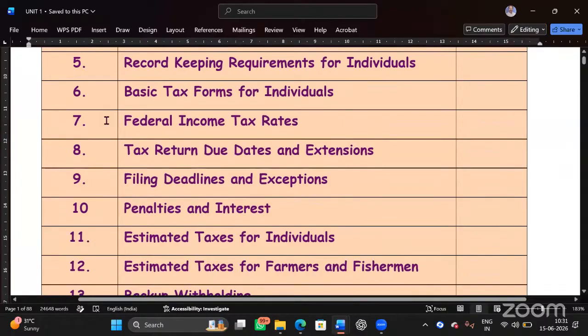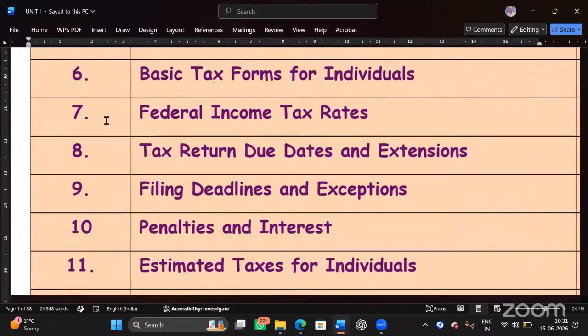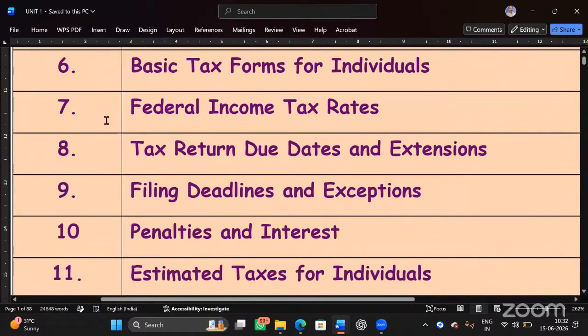Eighth subtopic, tax return due dates and extensions. First, the taxpayer has to earn the income. That earning year is technically called the tax year. Then the tax return is to be filed in the subsequent year. Say, for the tax year 2025, the tax return will be filed in the year 2026.